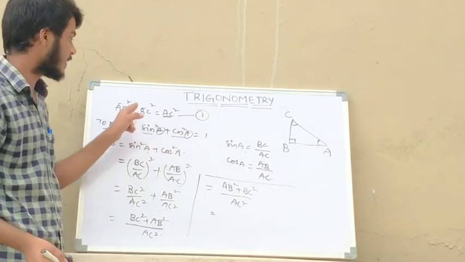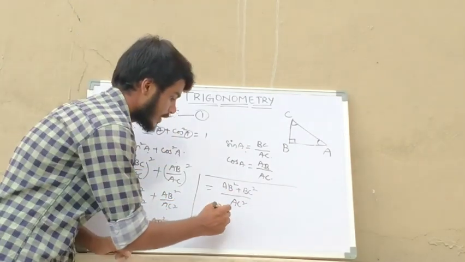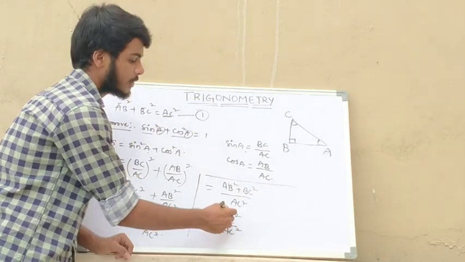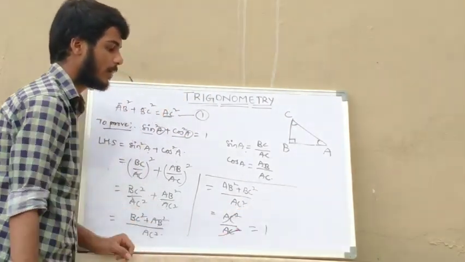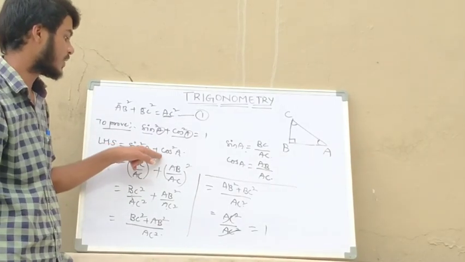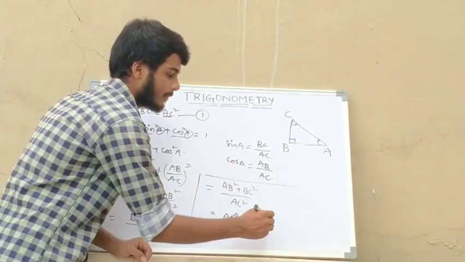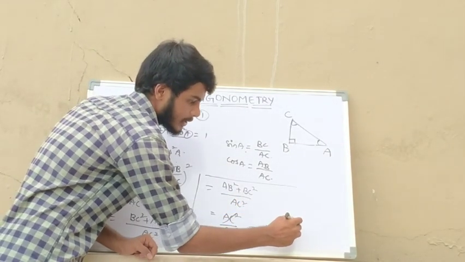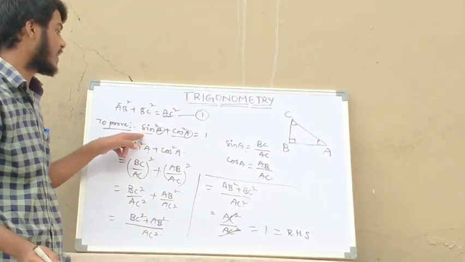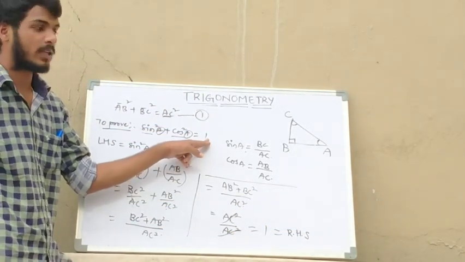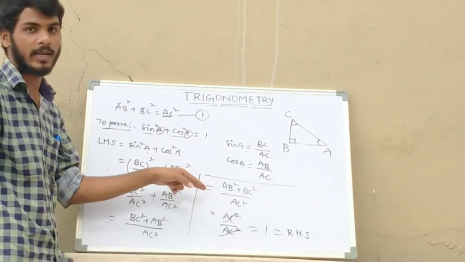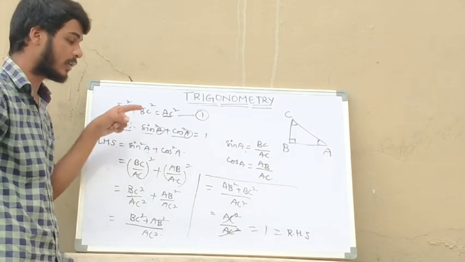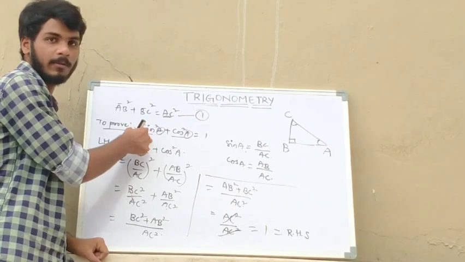From equation number 1, we can say that AB square plus BC square is AC square, and the denominator is AC square. So AC square by AC square gets cancelled, equal to 1. So sin square A plus cos square A equal to 1 we get. That equals the RHS. Hence sin square A plus cos square A equal to 1. It is proved. In case of secant square A minus tan square A, and cosecant square A minus cot square A, it is also 1. We need to prove these from this equation.